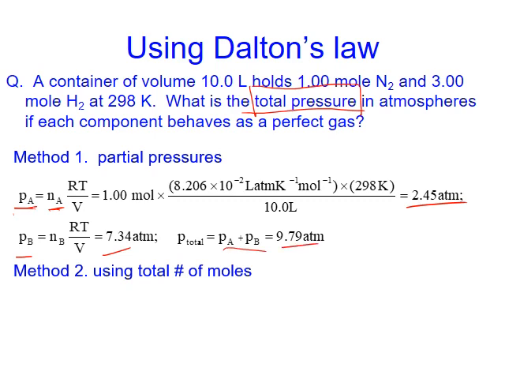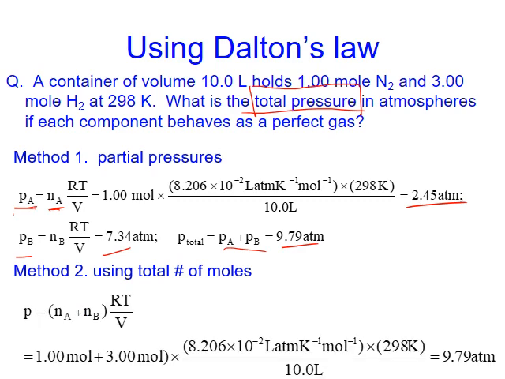That's the total pressure. Another way to do it is, because both are ideal gases, we can combine them together. So the total pressure equals the total number of moles times RT over V. Using one ideal gas law, we can calculate, and it gives you the same answer, 9.79.